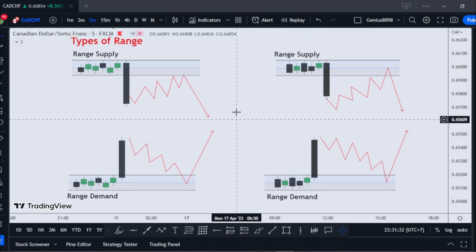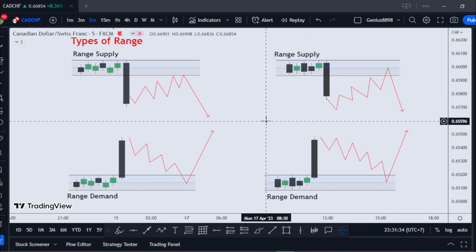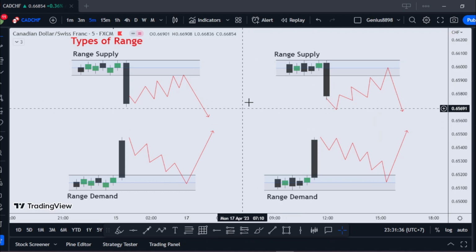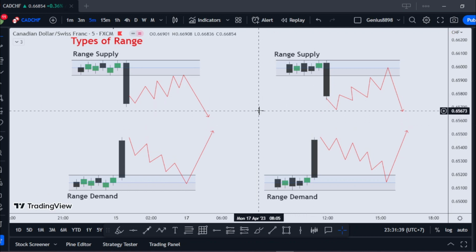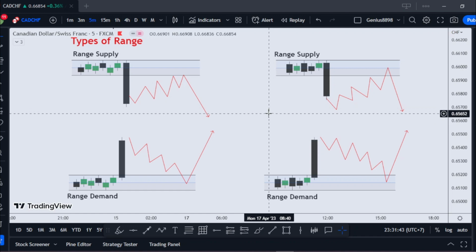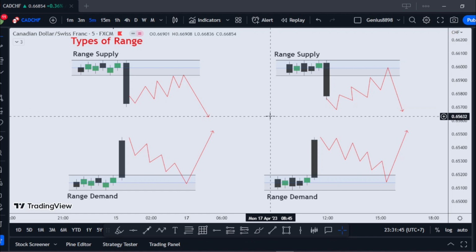So yes, this is it for today's video. It's just to show you what a range is and why it is important to choose the correct type of range to use in your trade.